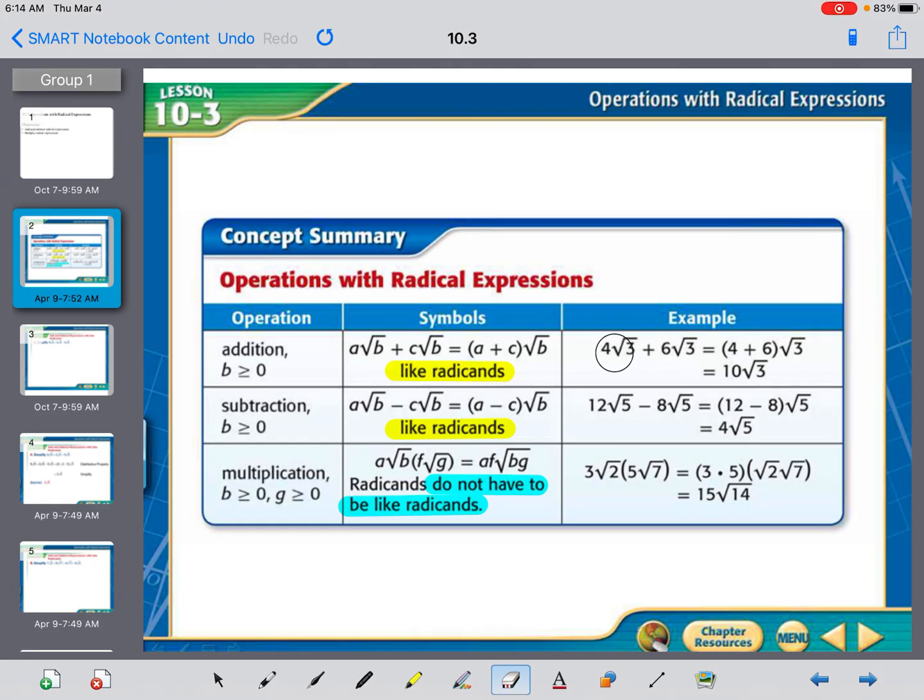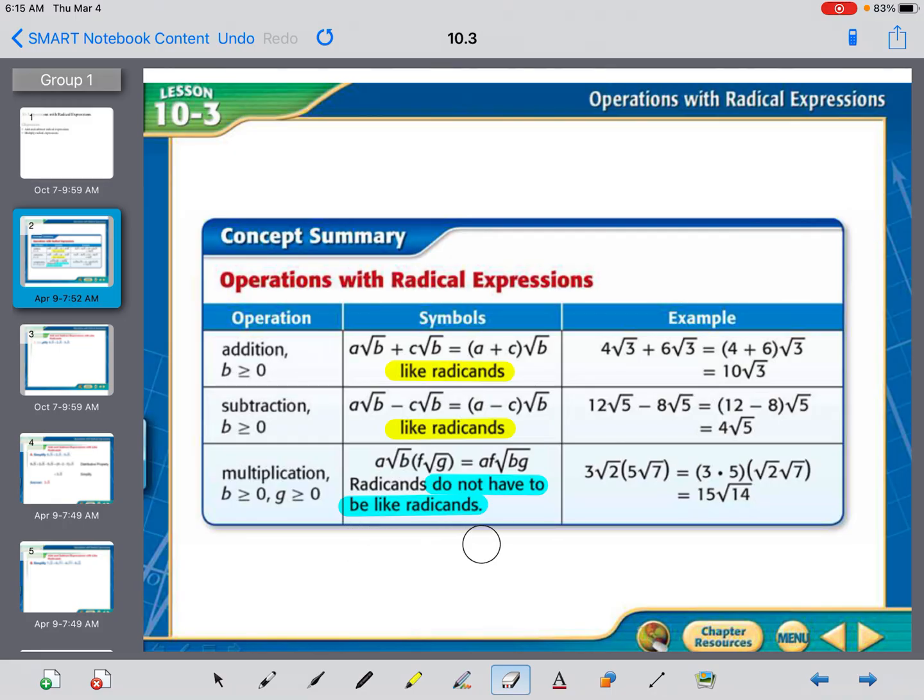If they are the same as they are here, then you can add and subtract, and you keep the radical and the radicand, and you work with the numerators. 4 plus 6, the outside parts, is 10. If you got 4 square roots of 3 and somebody gives you 6 more, now you have 10 of those. Similarly with subtraction, if you have like radicals as we do here, you keep that radical, square root of 5, and you have 12 minus 8 is 4.